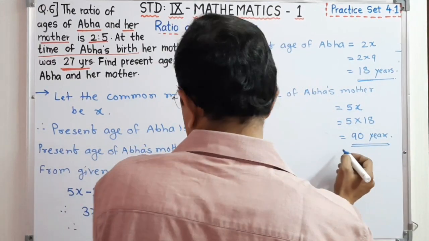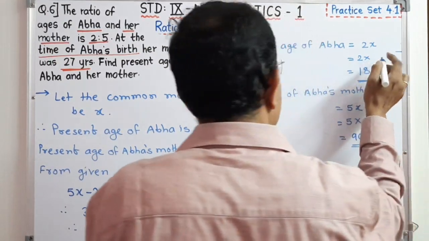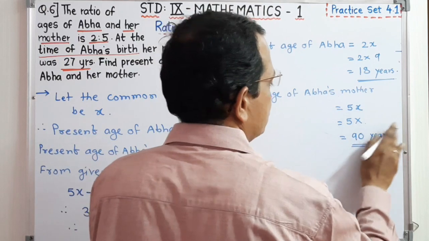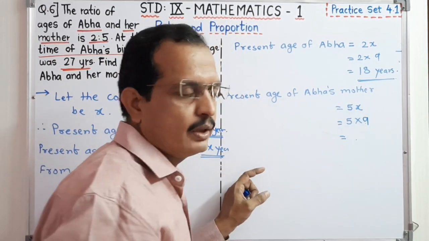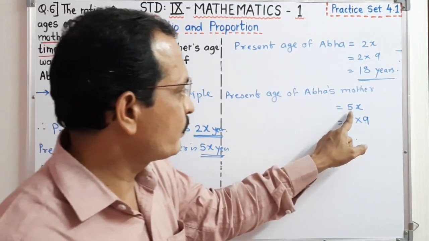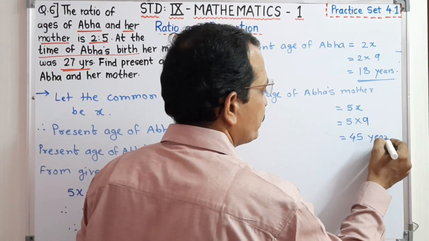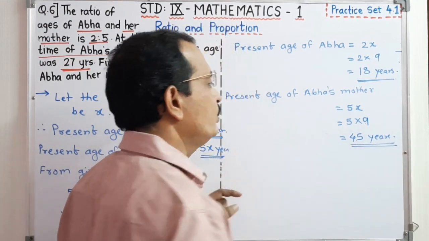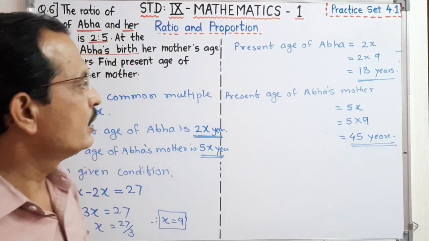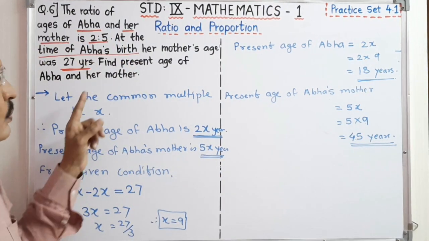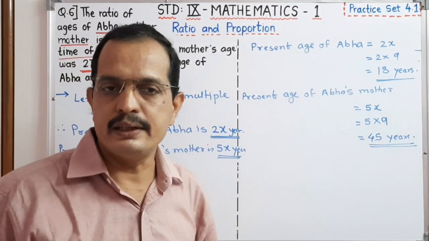Therefore, dear students, see, x is equal to 9, and here it is 2 into 9 is 18 and 5 into 9. The value of x is 9. Therefore 5 into x, 5 into 9, is 45 years. We have to put the value of x. X is 9, therefore 9 fives are 45. Therefore, dear student, the age of her mother is 45 years and Abba's is 18 years.